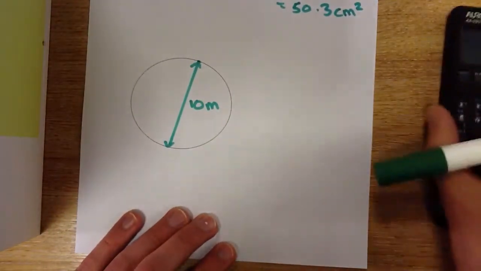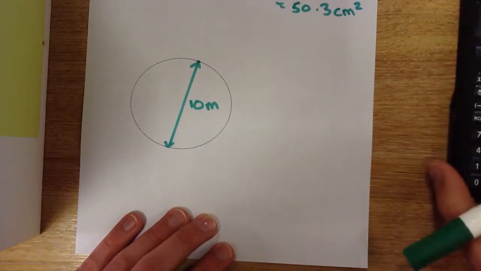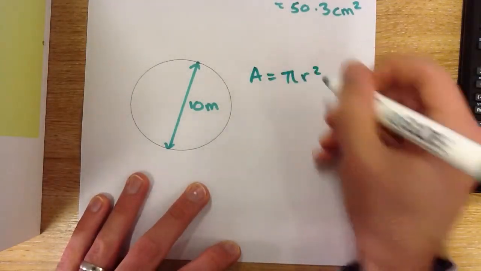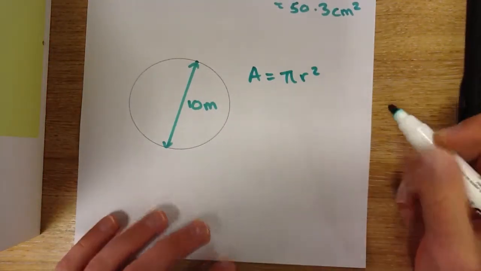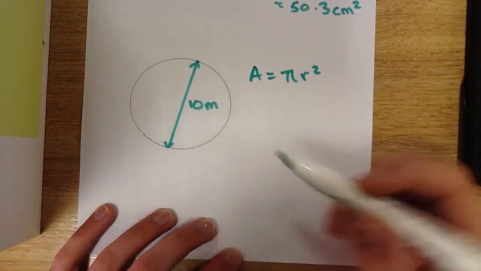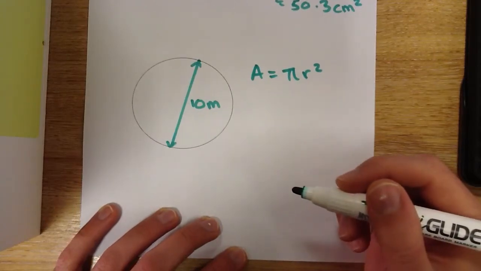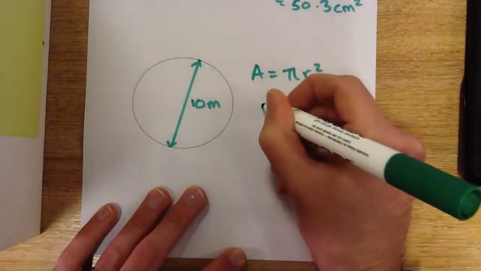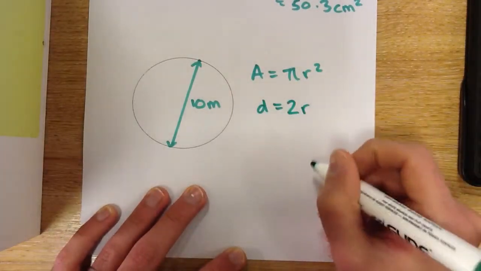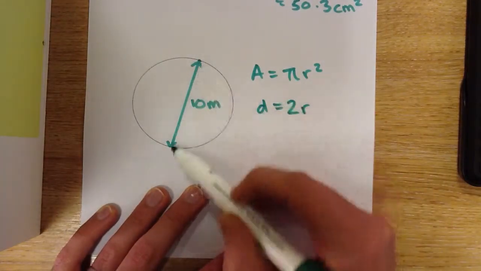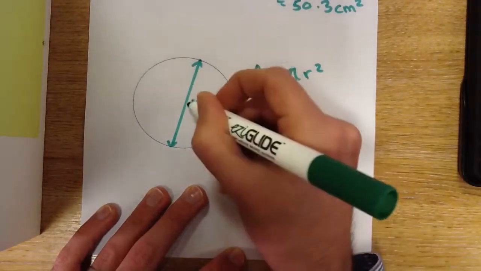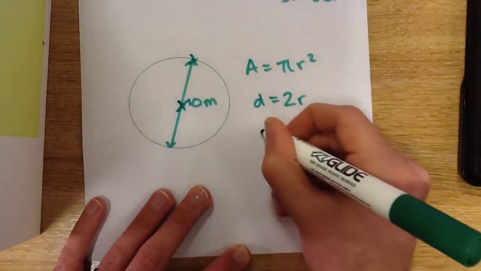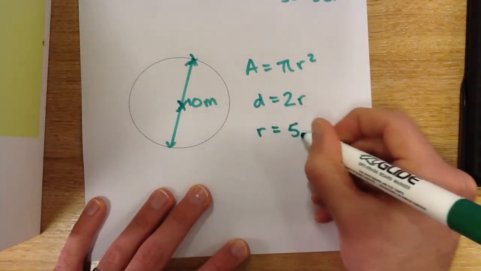Have a look at this question. Again, we need the formula A equals pi r squared. This time though, they haven't given me the radius, they've given me the diameter. Now, we learned in the last video that the diameter is 2 times the radius. So if my diameter is 10 metres, my radius, which is half the distance from here to here, must be 5 metres. So my radius is 5 metres.